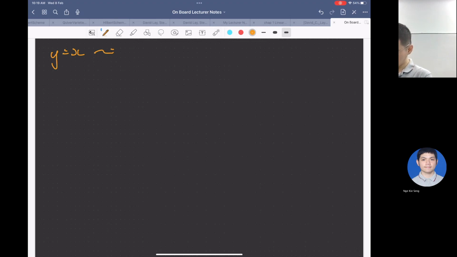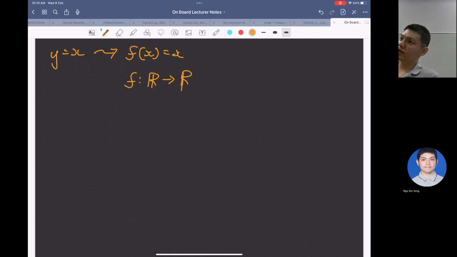When we read this as a function, usually we write f(x) equal to x. I give you an x, you give me an x. And then this f is going from R to R. You give me a number, I give you back a number. You give me 1, I give you back 1. You give me 2, I give you back 2. So what happens?